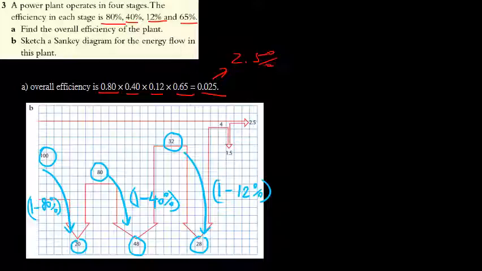For the Sankey diagram, you can see that every time, in other words, you wasted 1 minus the efficiency. So like the first one, 1 minus 80%, so 20 is wasted. And after that, going on, out of 80 you got 1 minus 40% wasted, so 48. And then 80 minus 48, then you got 32, and so on and so forth. And therefore you can draw this diagram.